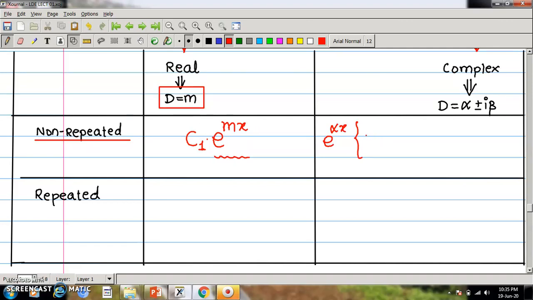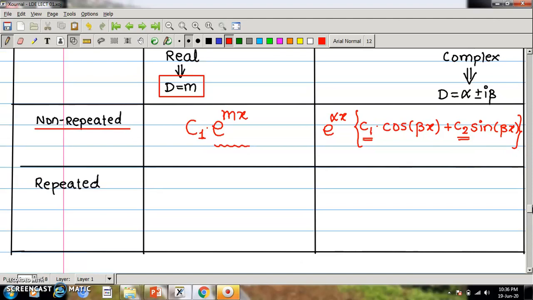an exponential term, into c1 cos beta x plus c2 sin beta x, where c1 represents the number of times alpha plus i beta is repeated, that is 1, and c2 represents the number of times the alpha minus i beta root is repeated, that is 1. So each root appeared only once, so we take only one arbitrary constant.